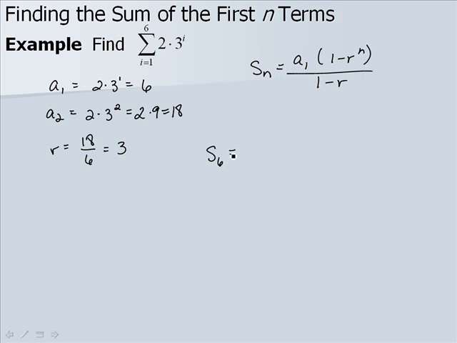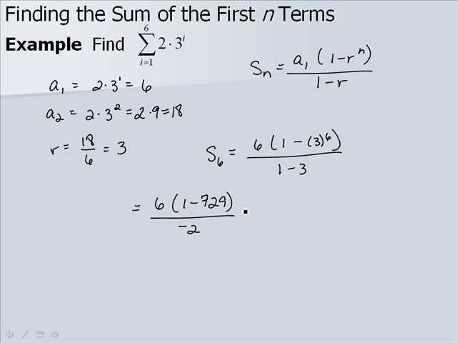So S6 is equal to A1, which is 6, times (1 minus 3 to the 6th), divided by (1 minus 3). So it's equal to 6 times (1 minus 729), divided by negative 2. When we work this out, we'll get 2,184.